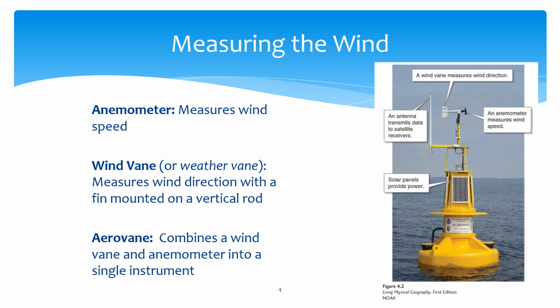So to measure wind speed, we use an instrument called an anemometer. To measure the wind direction, we can use something called a wind vane or a weather vane. And if you've ever seen a little metal rooster or horse spinning on a little spindle at the top of somebody's house, that is a weather vane. It's just a little paddle that's mounted on a vertical rod that spins, and you can see which way that paddle is pointing to see which direction the wind is coming from. We also have something called an arrow vane, which is kind of multi-purpose. You can judge both wind speed and wind direction with the arrow vane.